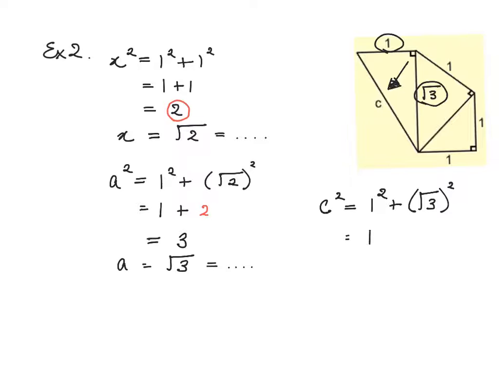1 squared is 1, root 3 squared is 3. And that gives us 4 as the total. C squared equals 4, and C then equals the square root of 4, and 4 is a square number, so I can give the square root as 2 exactly.